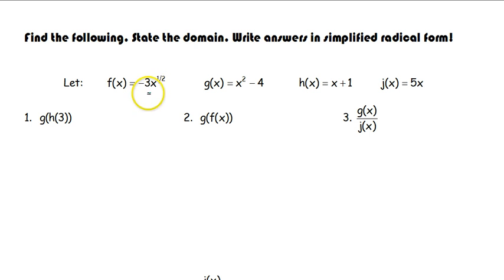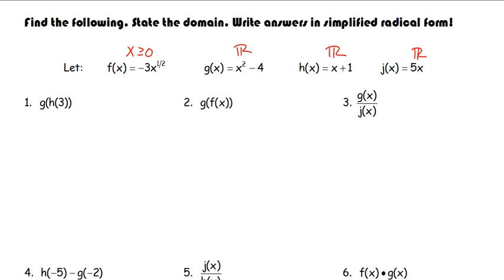So when we look at f of x, we have the square root of x there. If we have an even root, that means that this has to be non-negative. So x is greater than or equal to 0. We have x being squared, which means there's no restrictions. That's all real numbers. Just x plus 1, a linear equation, no restriction. And last, 5x, no restrictions. So to begin with, we only have the one restriction on the f of x expression.